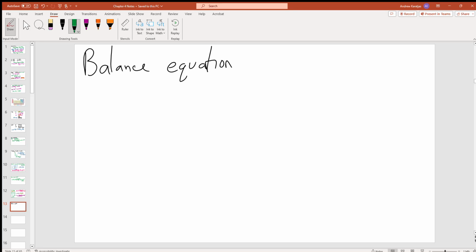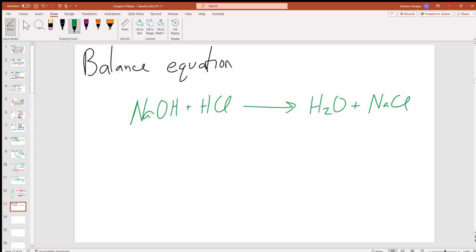So if I put the following reaction up, this is where we started the chapter. Sodium hydroxide plus HCl gives us water plus sodium chloride. Is this equation balanced? Well, let's see.